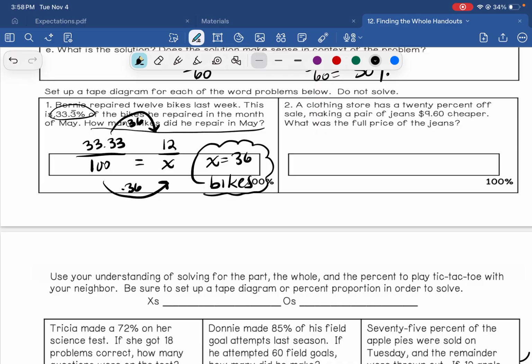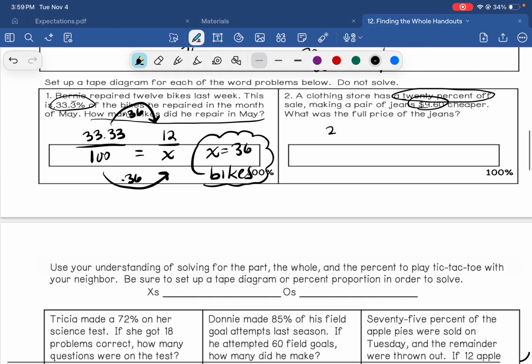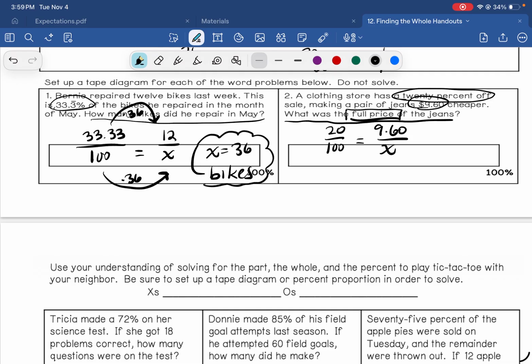Number 2, a clothing store has a 20% off sale, marking a pair of jeans. Actually, let me go ahead and circle that first part. 20% off, and it's $9.60. What is the full price of the jeans? For my first one, since we have our percent, that would be 20 over 100. Equals, so $9.60, that is the part of the price. So I'm going to put that on top, and it says what is the full price. So that gives us full price, meaning that that's the total.